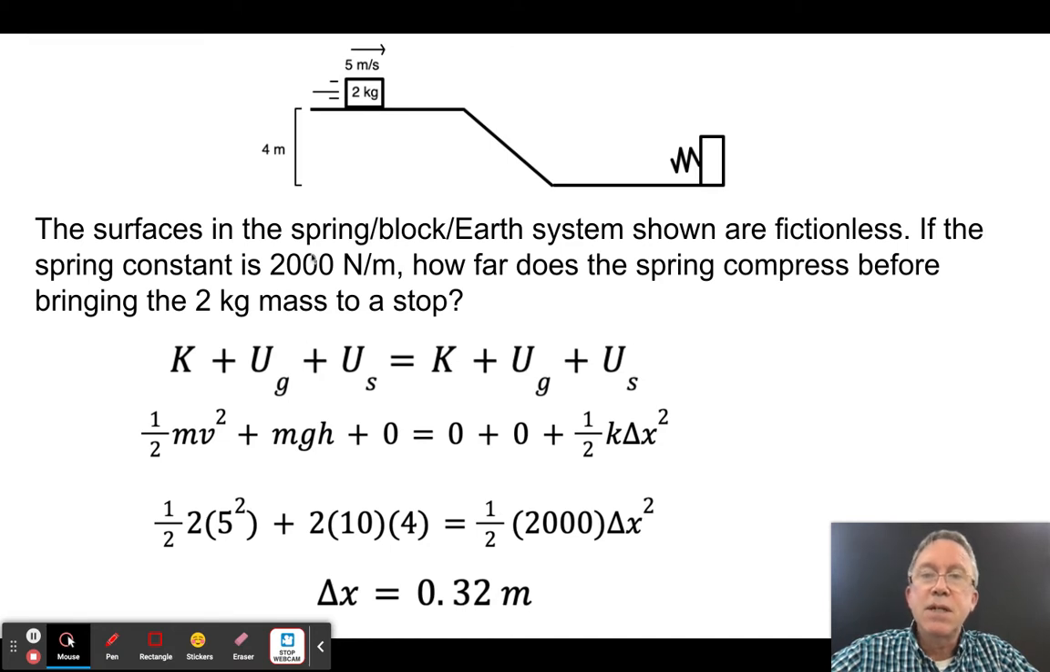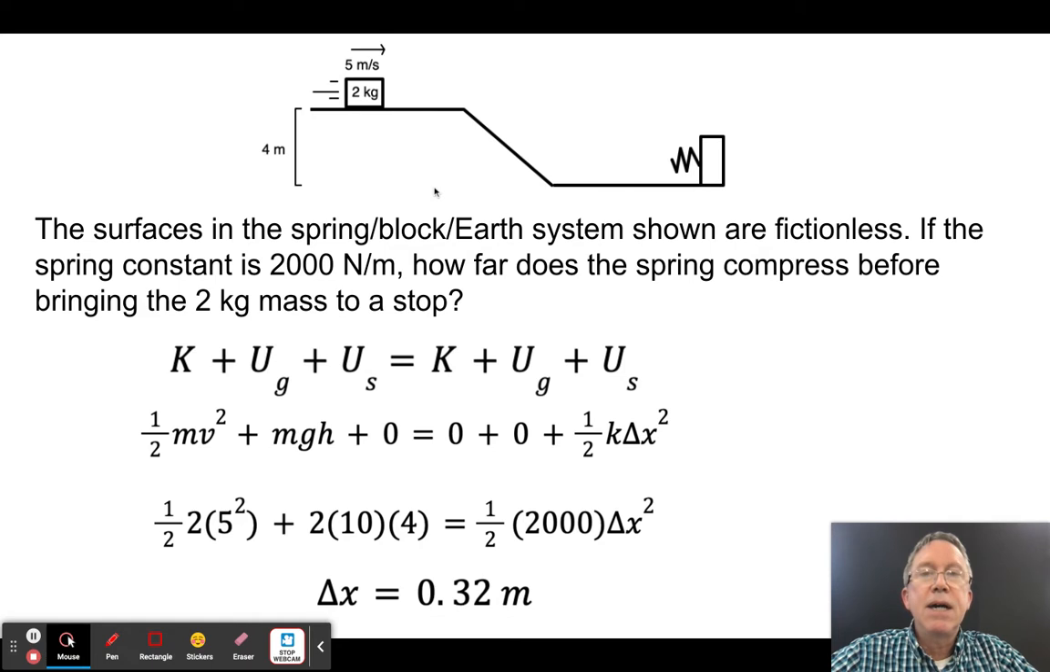So I'm told the spring constant is 2,000 newtons per meter, and I want to know how far this 2 kilogram mass is going to compress the spring before it comes to a stop. Very typical kind of AP question. Okay, so I'm going to say, all right, look, ME initial is equal to ME final. I'm conserving mechanical energy. So I'm going to take the kinetic energy plus the gravitational plus the spring, and I'm going to get the same things afterwards, but they're going to be redistributed. So I'm just going to go ahead and say, all right, I've got 1/2 mv squared for this, which is going to be 1/2 of 2 times 5 squared.